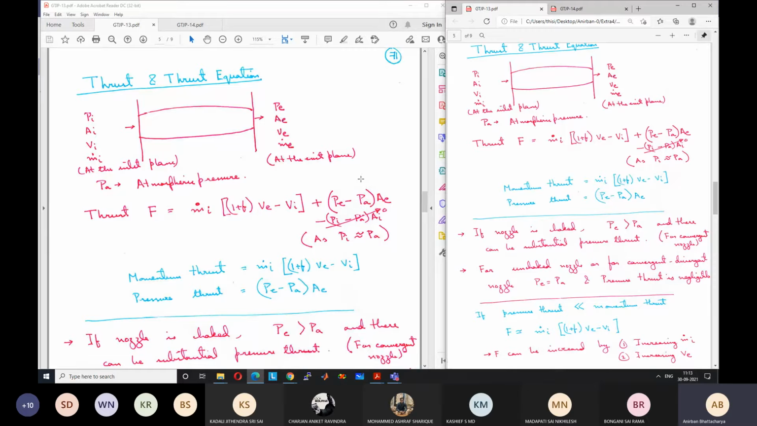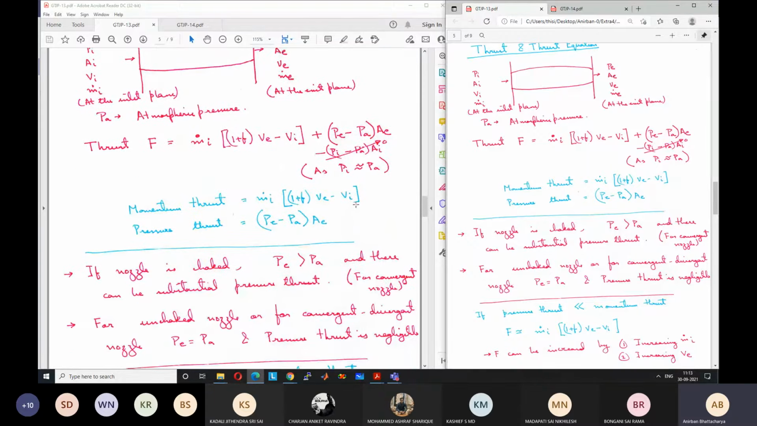We'll see with examples. We'll solve some problems to understand the relative effect of these parameters, and what the actual realistic values are. So that is what I have summarized here.